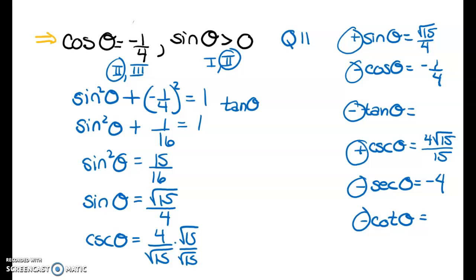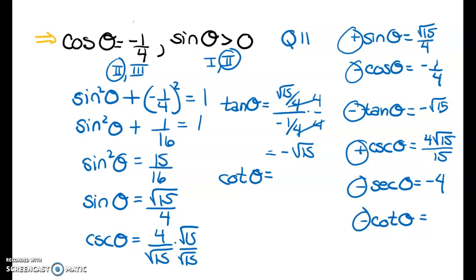We'll just take the quotient of sine and cosine. Radical 15 over 4, over negative 1/4. So if I multiply by 4/4, my 4's reduce out. And tangent is just negative radical 15. So cotangent is going to be the reciprocal of that. So I must rationalize. So I will get negative radical 15 over 15. And that's all the examples. Your homework will be very much like this.